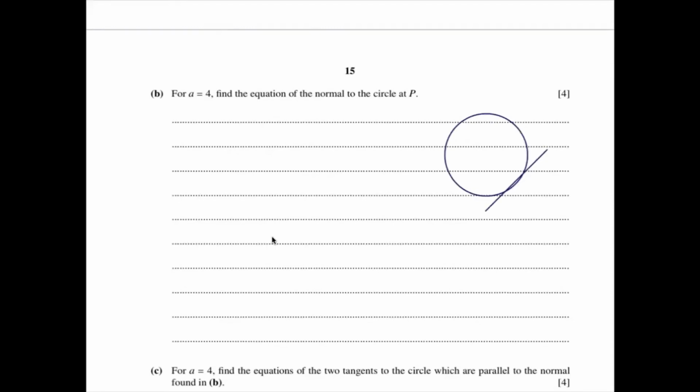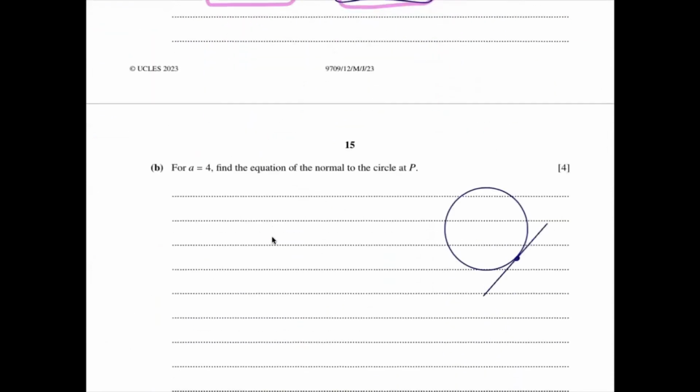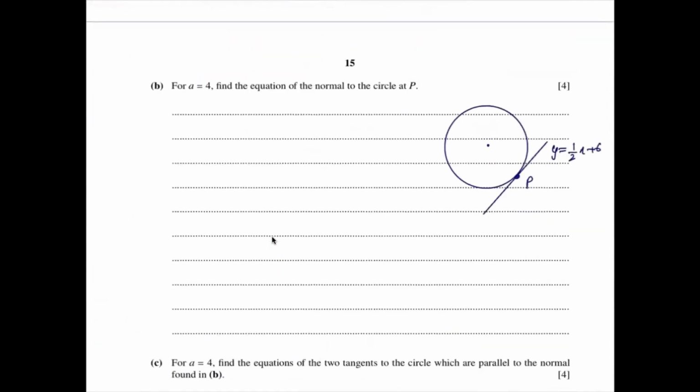We already had the equation of the tangent to the circle at P. The equation of the tangent was y equals half x plus 6. We have the coordinates now for the center of the circle. A value is 4, so the coordinates of the center of the circle are 4, 3. We need to find the equation of the normal to the circle at point P.